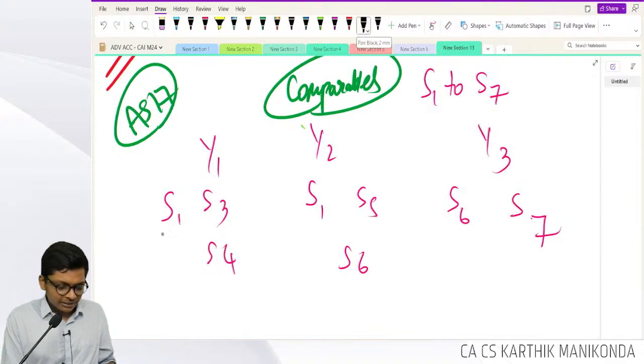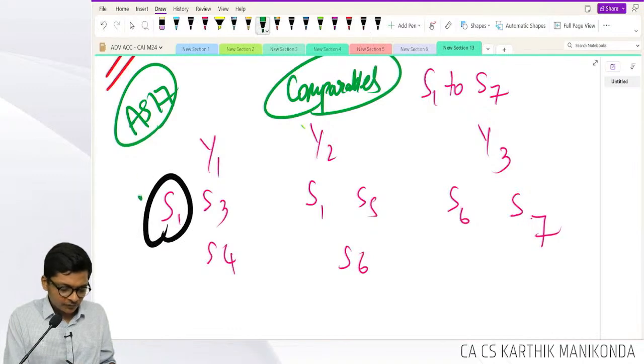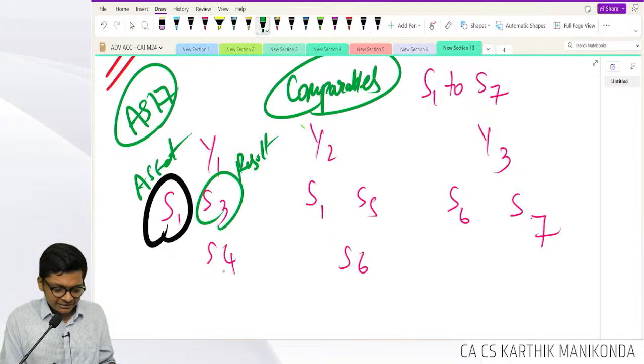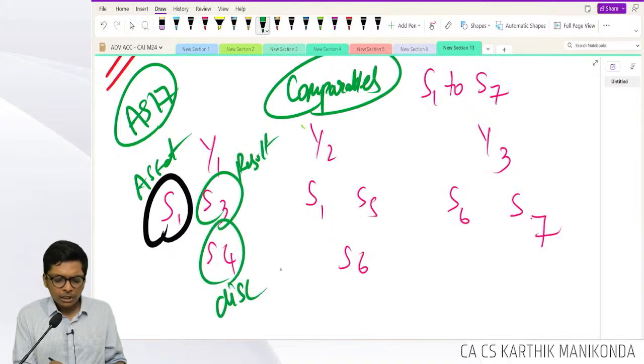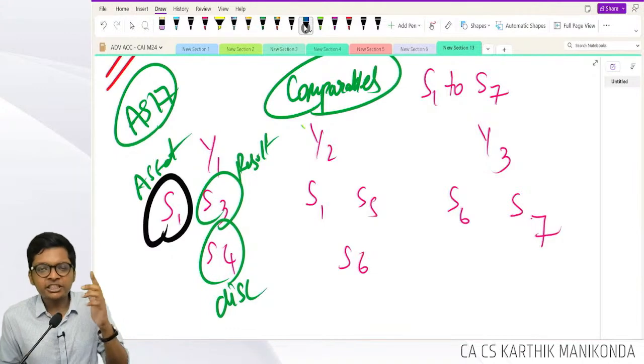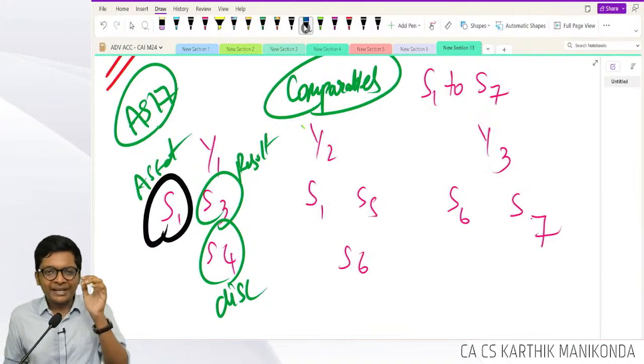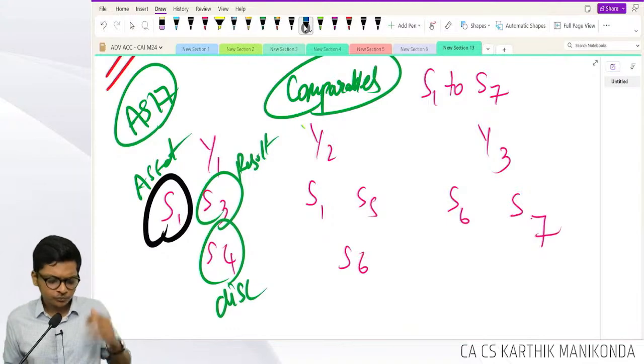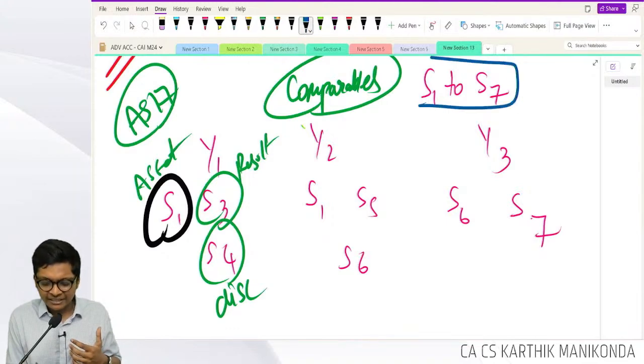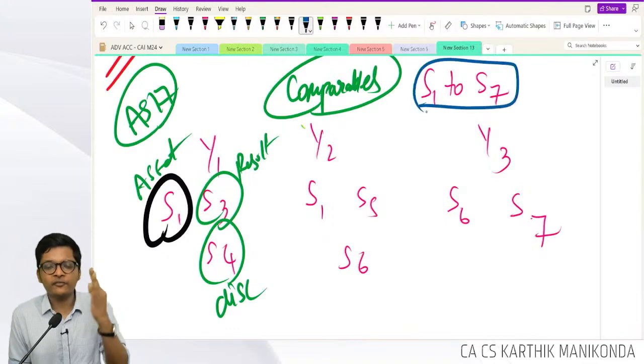Segment 1 is because of, let's say, the asset test. Segment 3 is the result test. Segment 4 is the discretionary test. Now, should I apply the test each year? Yes. Each year, apply the test independently. So in year 1, out of the 7 segments, I reported 1, 3 and 4.